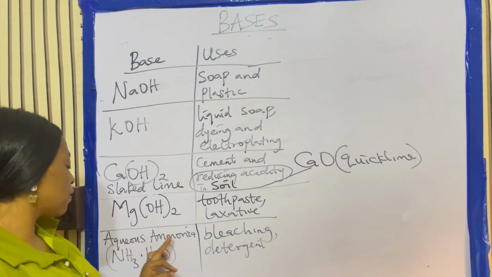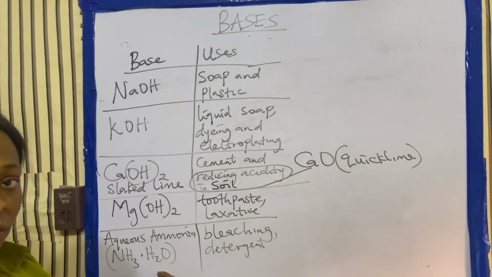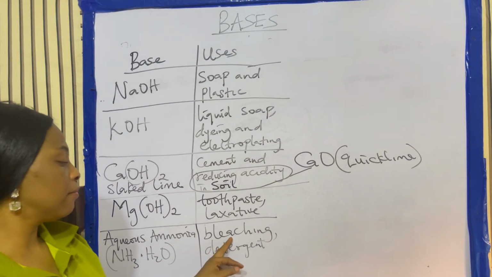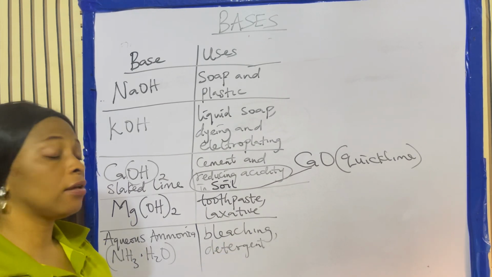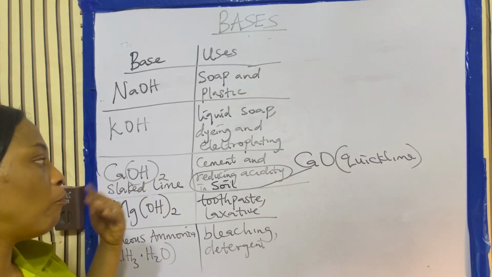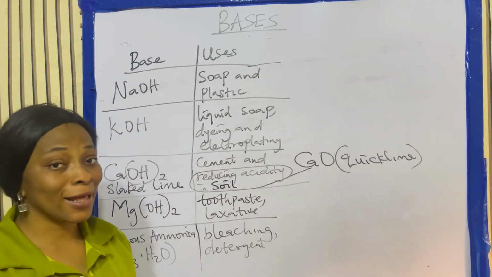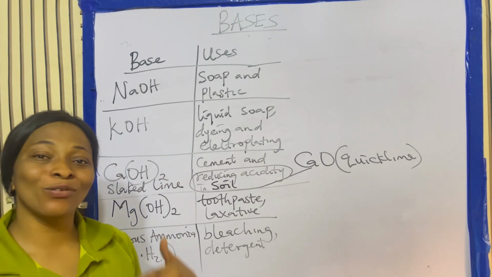Then you have aqueous ammonia. This is the formula of aqueous ammonia. It is used for bleaching of clothes, and it's also used as a detergent. Please memorize these things, because examiners, they love it. Okay, so let's go to pH.